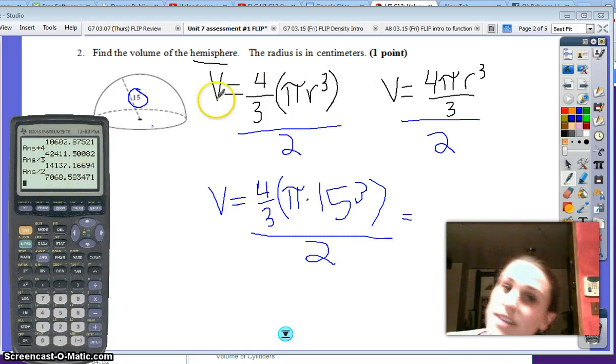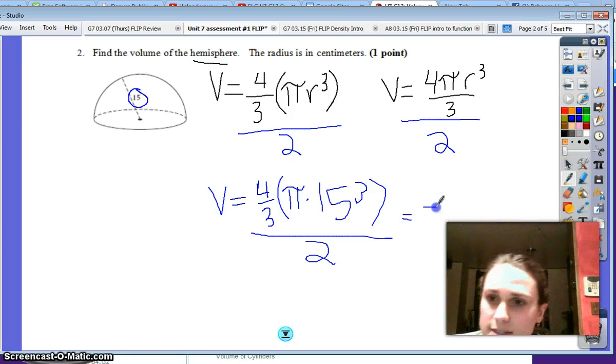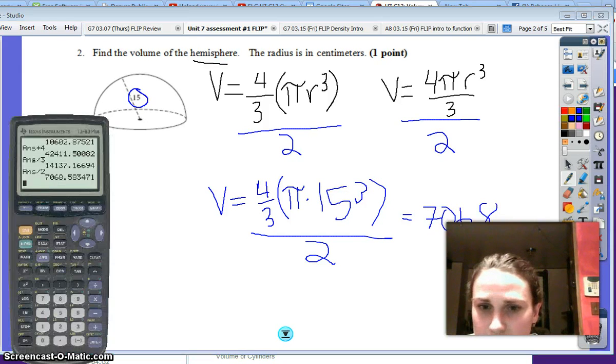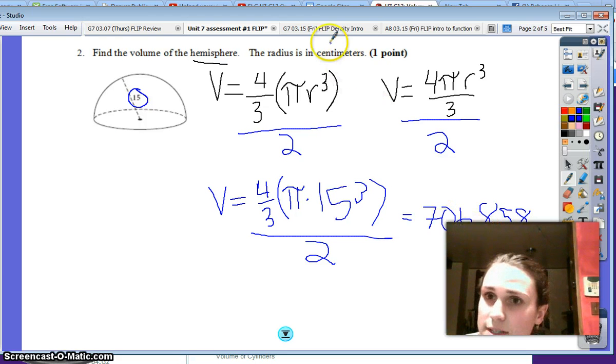7,068.583471. This answer doesn't ask us to round to the tenths or the hundredths, so I'm just going to play it safe and round it to the hundredths. 7,068 and 58 hundredths. And we remember that our unit is centimeters. So we're going to say centimeters, and we found the volume, so that's cubed.